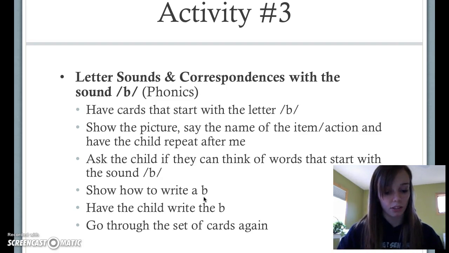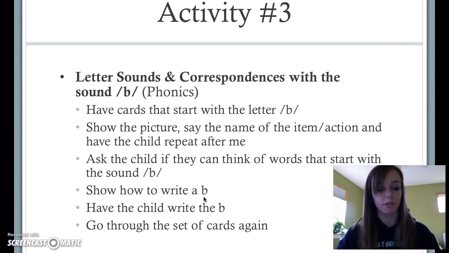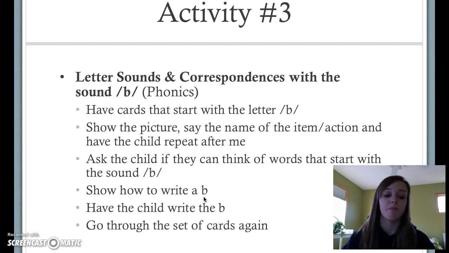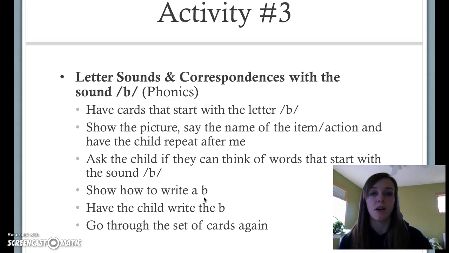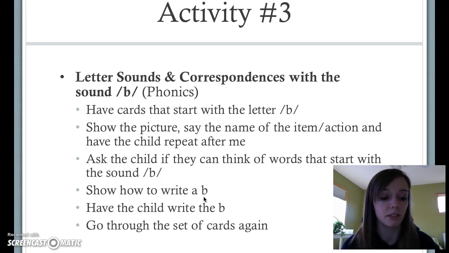Then I would ask the child if they could come up with any other words that would start with the sound buh. So I might look around the room and maybe they'll find a book, and that's okay. I would accept that. But they can come up with other ideas and then let me know, or go point to them like the video said.